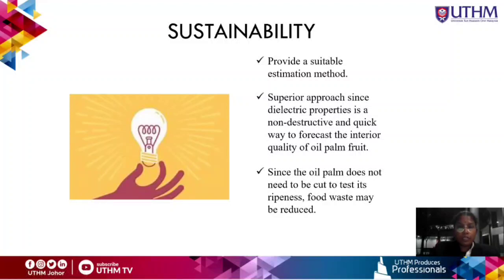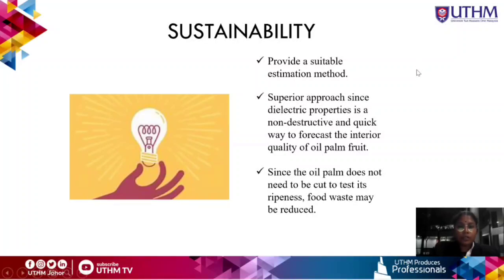Furthermore, several factors influence fruit maturity, including climate variation, air temperature, soil moisture, soil fertilizer, air relation, and humidity. As a result, developing a quick and non-destructive way to determine the internal quality of oil palm fruit using an impedance measurement technique coupled with CNN, SVM, and KNN could provide a suitable estimation method.